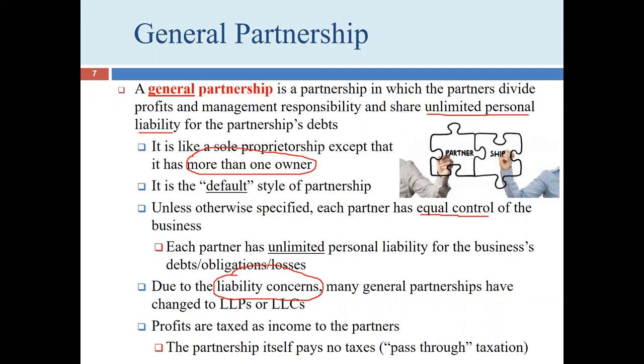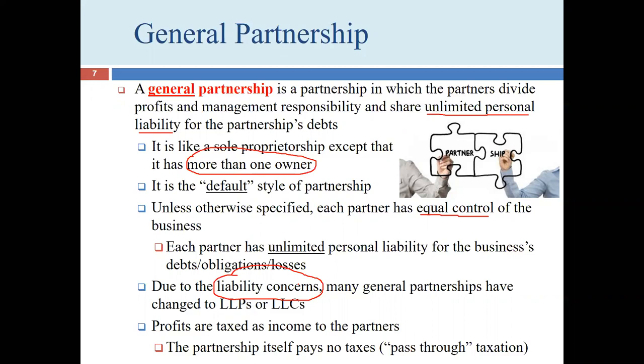So let's talk about why a general partnership is even more risky than a sole proprietorship. It's not in theory more risky, but as a practical matter, it's usually going to be more risky. And that is that as soon as you get into a general partnership, you're usually thinking about a bigger business than a sole proprietorship. After all, you have more than one owner now. As a result, you certainly have at least two people in the business.